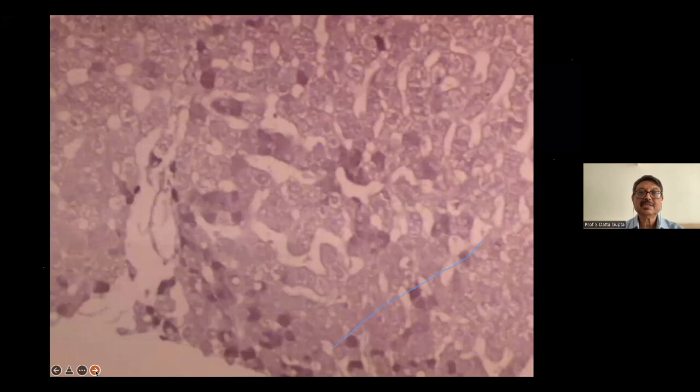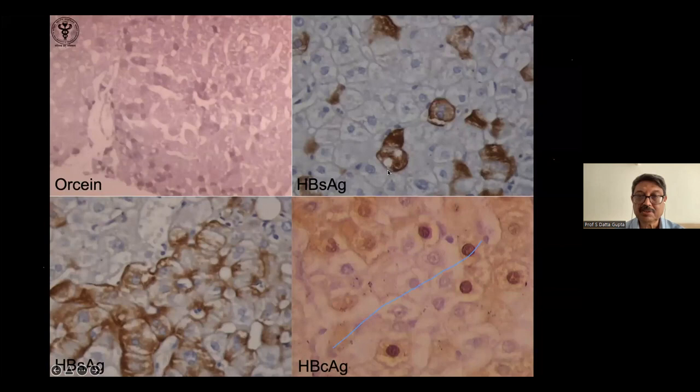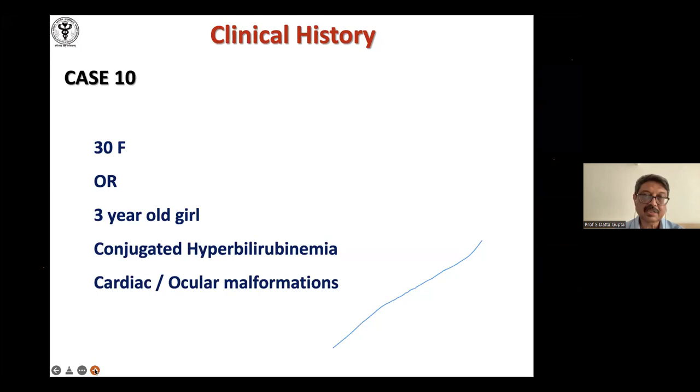But better still, you can do an immunohistochemistry for surface antigen, core antigen. Core antigen stains the nucleus. Surface antigens generally stain the cytoplasm. There are different patterns of staining.